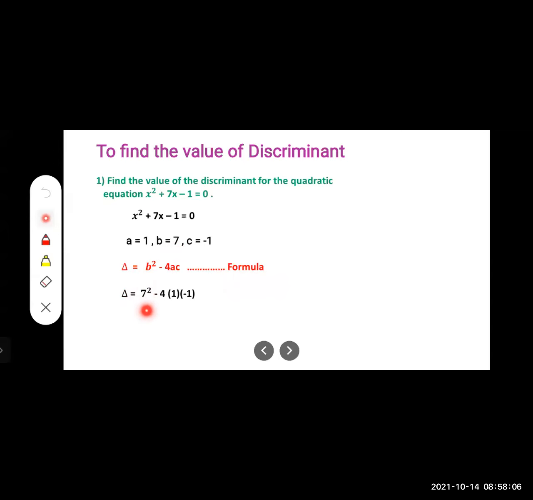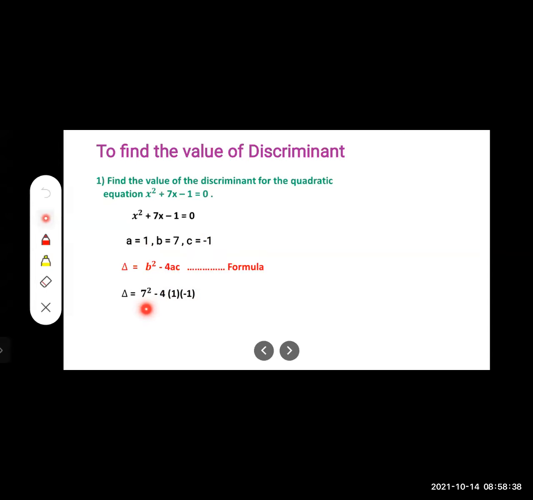So 7 square, minus this 4 you write as it is, 4. And what is A value? A value is 1, so you write here 1. And C value is how much? Minus 1, so you write here minus 1. Understood? Into also you can write. If I put here into, it looks like an x. That's why I have put it inside the bracket. Okay, students?